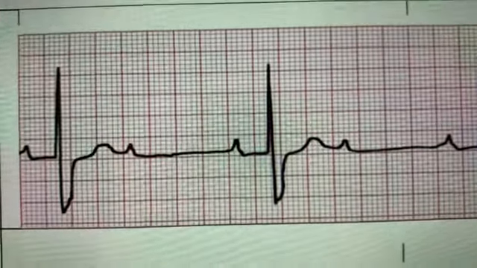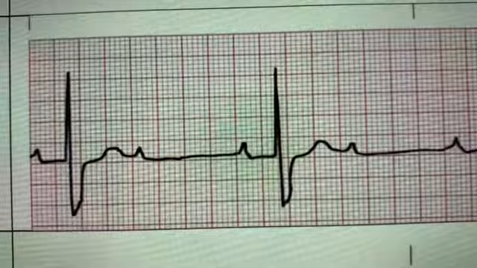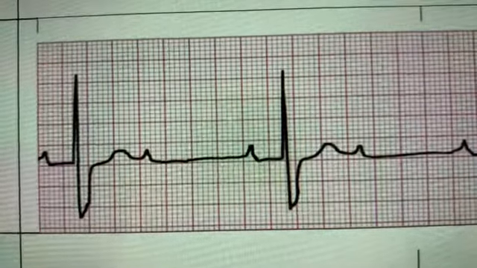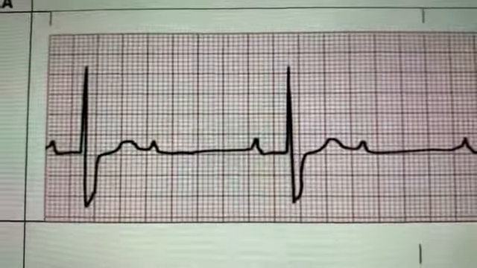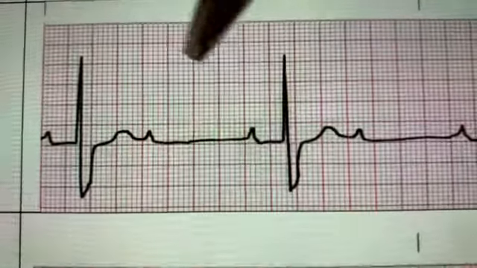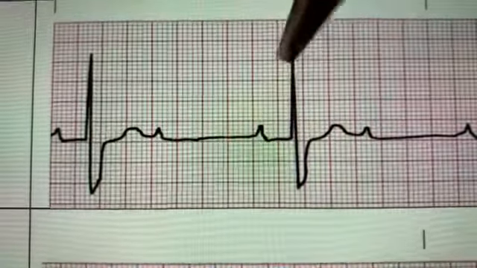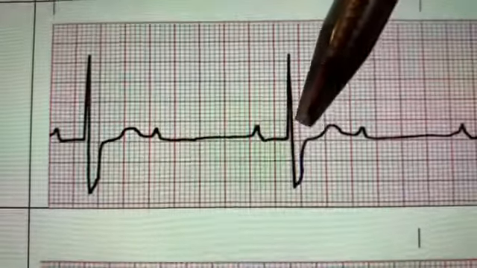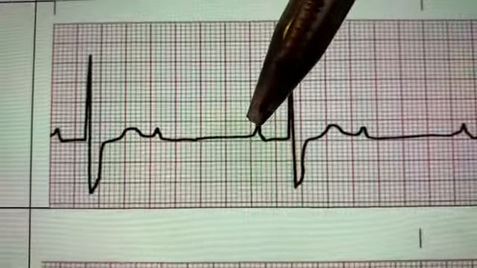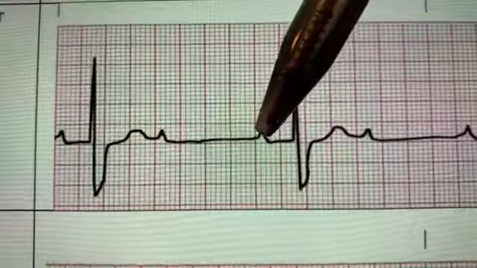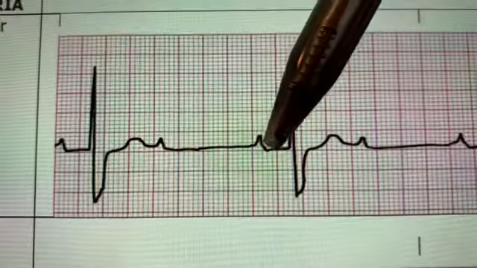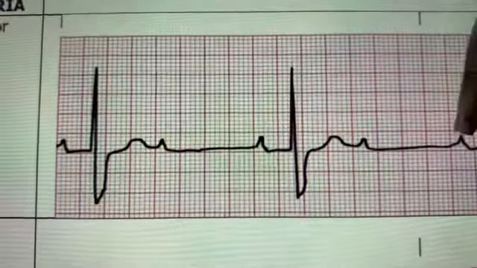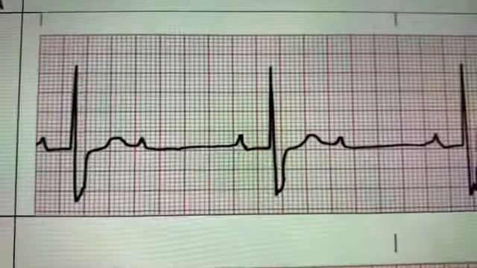All right, our next block we're going to be talking about is the second degree AV block, type 2. So you'll notice that the QRS is normal, but it can also be wide. And then of course, note that the PR interval right here is pretty normal.